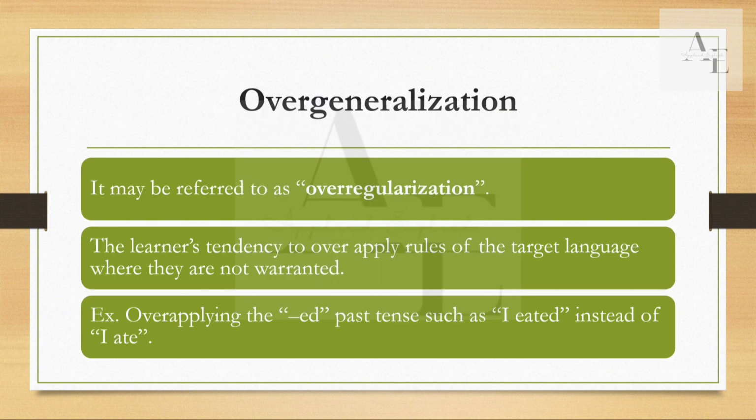We have overgeneralization. We talked about this term before in relation to first language acquisition. This time we'll talk about it in relation to second language learning. Another name for overgeneralization is overregularization. What do we mean by it? It's the learner's tendency to over-apply rules of the target language where they are not warranted or not applicable. The most famous example of overgeneralization is over-applying the -ed past tense in English, such as "I eated" instead of "I ate." So that's an example of overgeneralization.